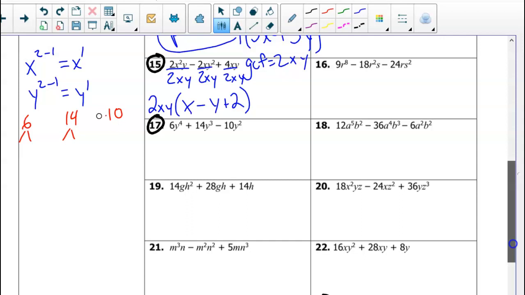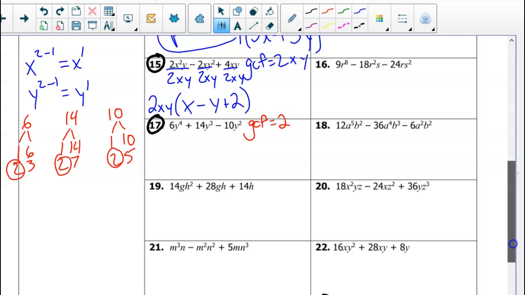I'm just going to put 10, not negative 10. So for 6, the factors are 1 and 6, 2 and 3. For 14, we have 1 and 14, 2 and 7. For 10, we have 1 and 10, 2 and 5. So it looks like the GCF for these 3 is 2, or the number at least is 2.